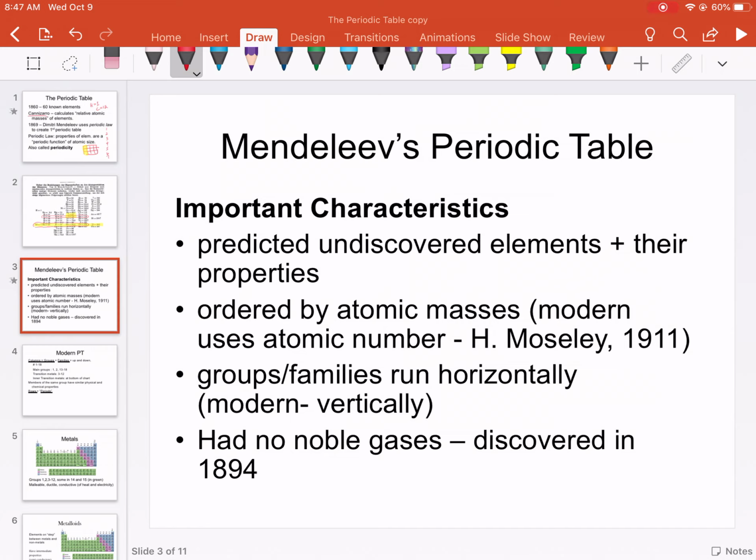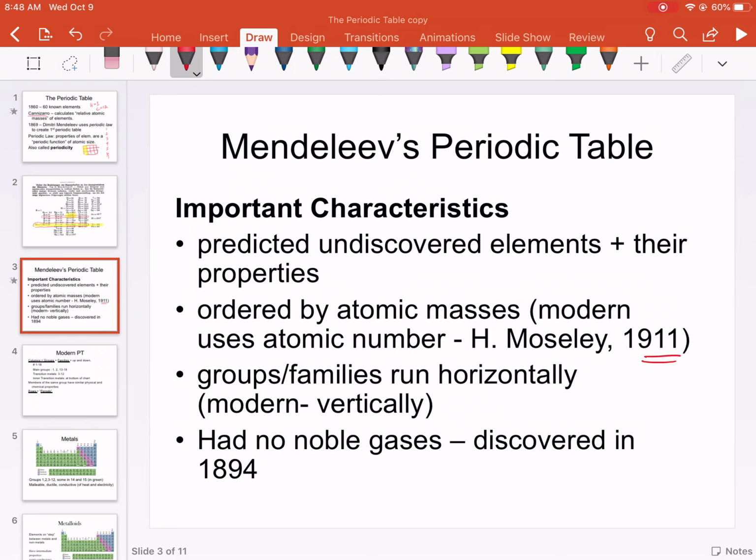So some important characteristics of Mendeleev's periodic table. As I just said, he was able to predict the undiscovered elements and their properties because of the families that they apparently should fit into. He ordered his by atomic masses because we didn't know about protons in 1869. The way to calculate the number of protons, which is also called the atomic number, was not discovered until 1911. And once again, his groups or families ran horizontally, not vertically, whereas the modern periodic table are vertical. And he had no noble gases.